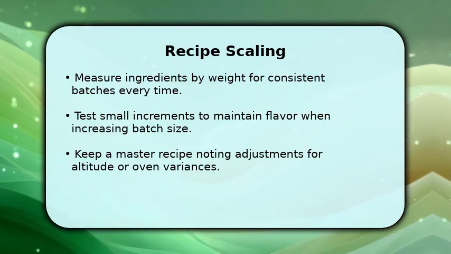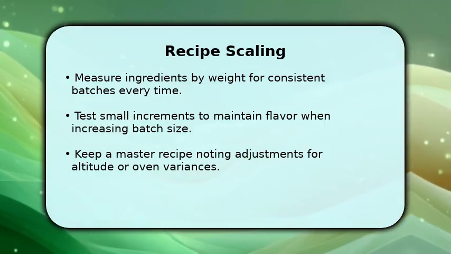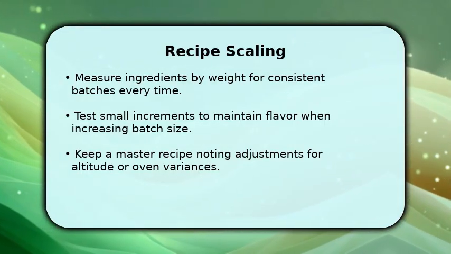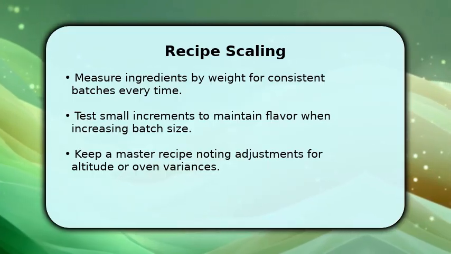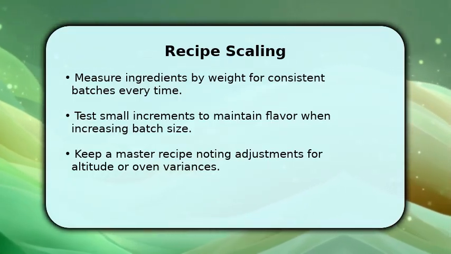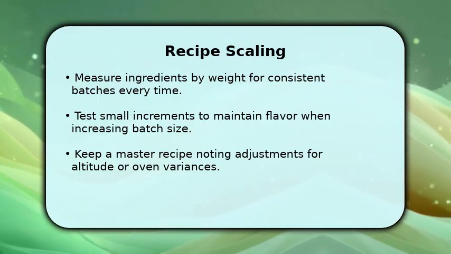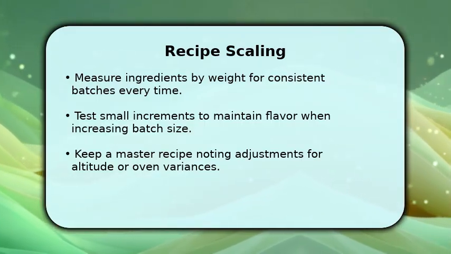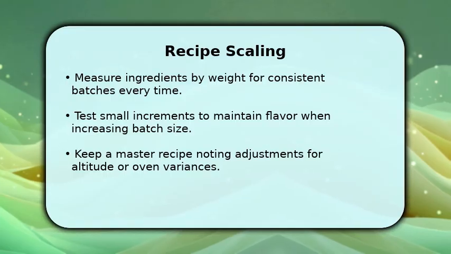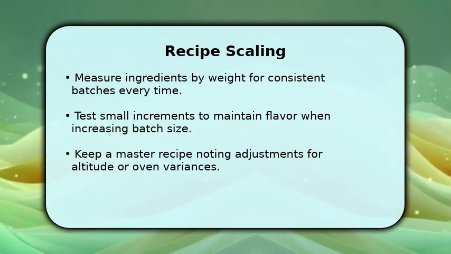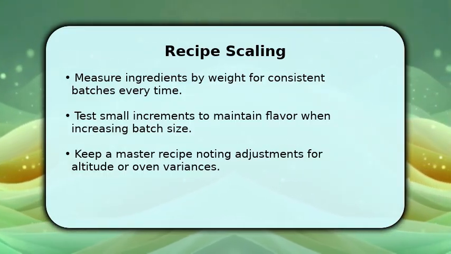Use a kitchen scale to keep ratios exact and avoid guessing with cups. Make small test batches when increasing quantity and record any timing or temperature changes. Note ingredient costs and waste to set accurate prices. Scaling right saves money and prevents wasted inventory from uneven or inconsistent results.